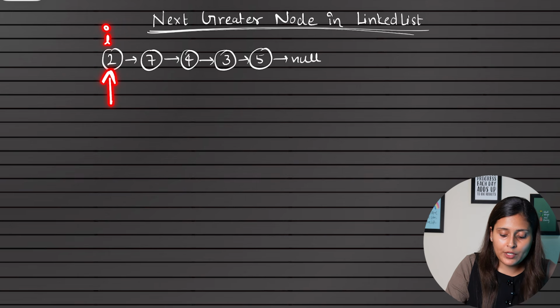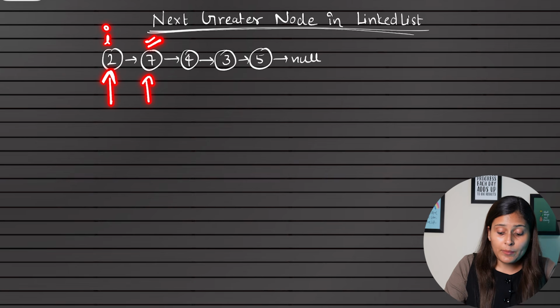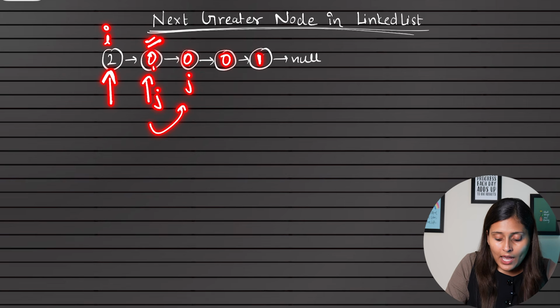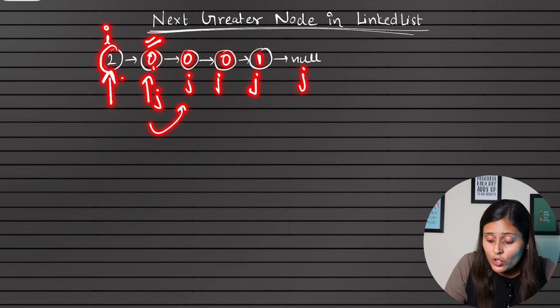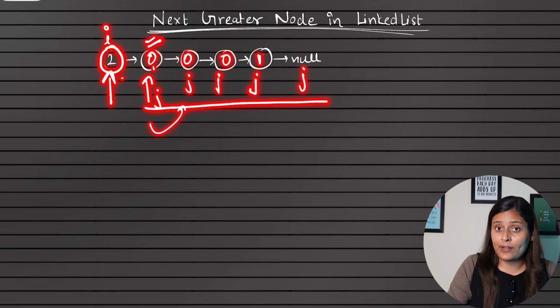Now j, you will start from here. Is it greater? In this case, it is greater. But suppose these are all 0, 0, 0 and here it is 1. So you will check, hey j, are you greater? No. So you will move j ahead. J, are you greater than i? No. You will move ahead. So for one single i, you have moved your j for n minus 1 times.